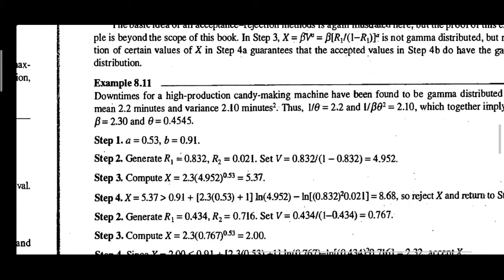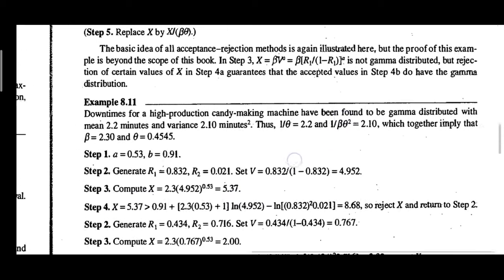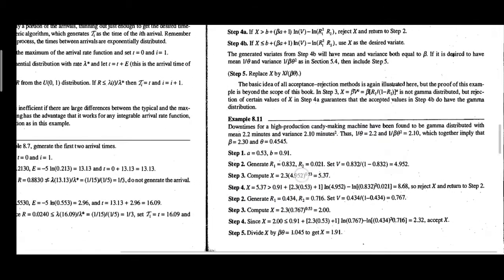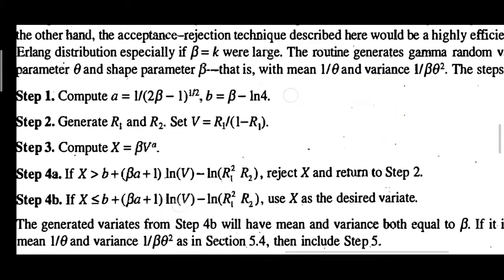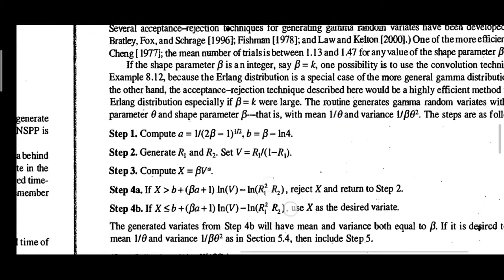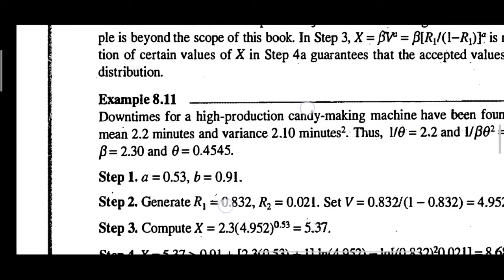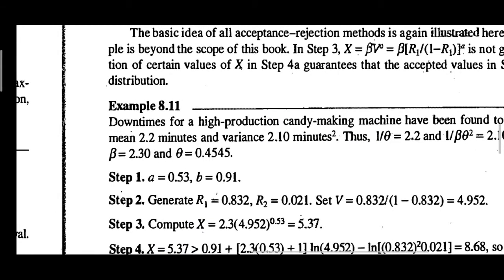Then in step 1, two random numbers a and b are taken, 0.53 and 0.91. So you have to compute the values of a and b. For the computation of a, see the formula: 1 by square root of 2 beta minus 1, and b is beta minus ln of 4, right? These two formulas you are supposed to use. After using the formula with a scientific calculator, we are getting a equal to 0.53 and b equal to 0.91. Got it now, how to get the values of a and b?